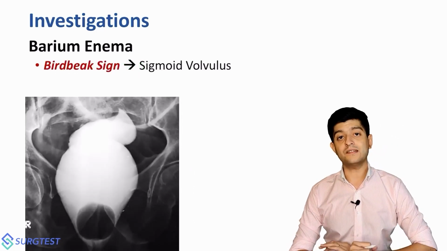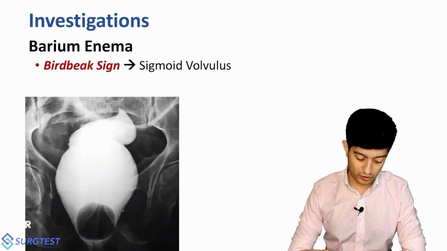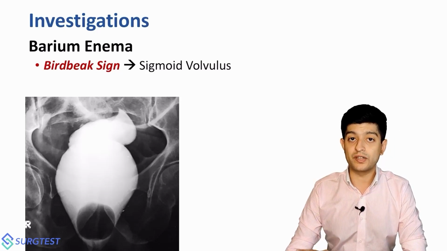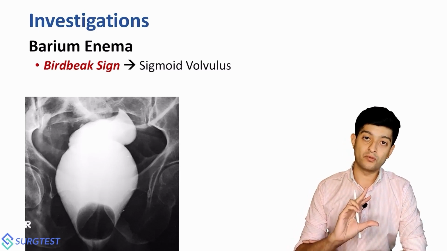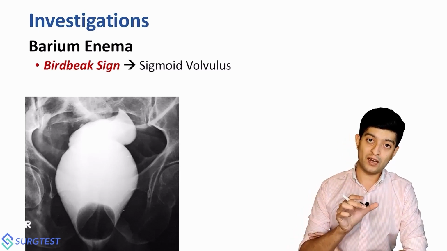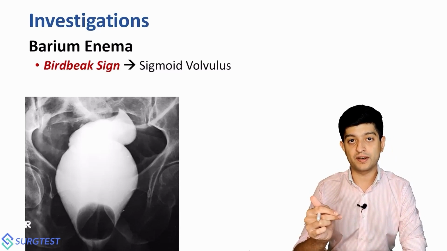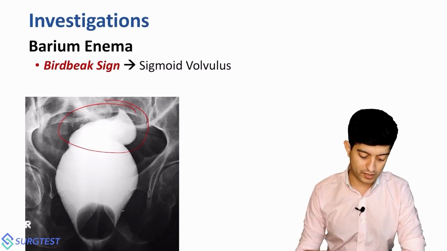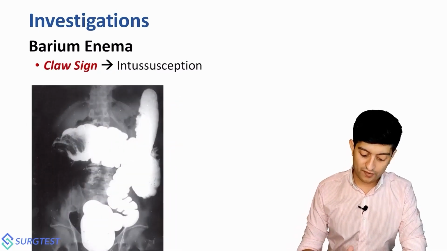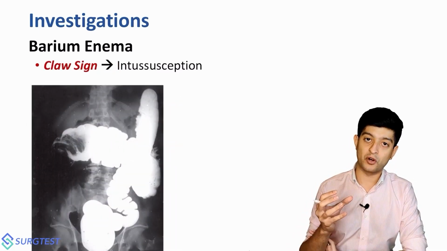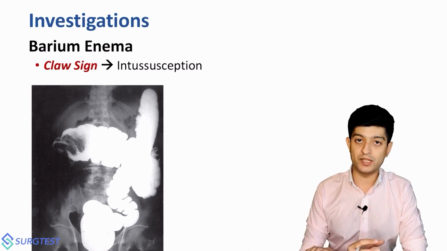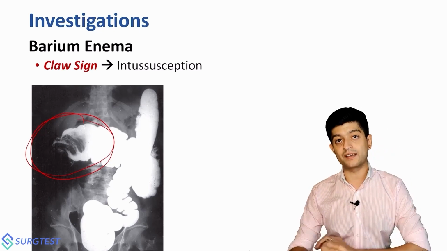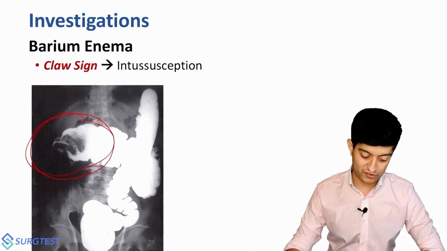There are some specific signs for specific types of intestinal obstruction. The bird beak sign is classically seen in a sigmoid volvulus when you give them a barium enema. The volvulus is twisted upon itself, so you have a smooth tapering of the proximal rectum and distal sigmoid, giving this classical bird beak appearance. When you have an intussusception, some amount of contrast goes in the ridge within the intussusception, producing the claw sign. Very frequent X-ray that is asked in MS general surgery exams.